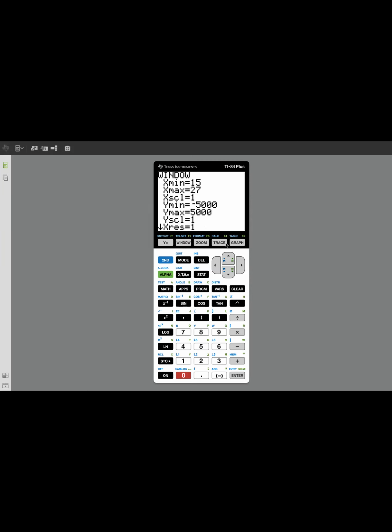Once you have the window set, you can graph and see, because we have a nice window set up, we can easily see the 0 that's happening right here. There it is. And we just need to find the 0. All right. And then to find the 0, we can do second trace. You want to select 0, hit enter.